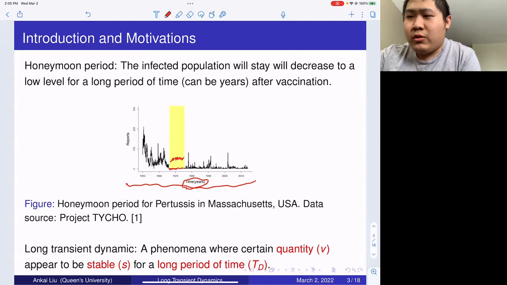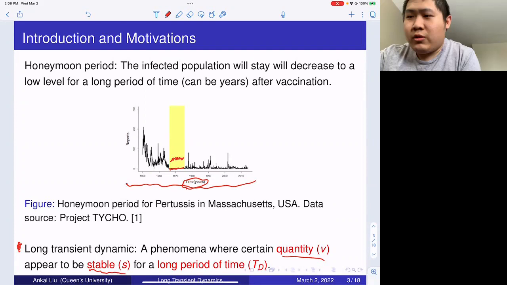So roughly speaking, long transient dynamics is a phenomenon where a certain quantity V, which acts like the measurement that you can observe or are interested in, appears to be stable for a long period of time. In this case, the quantity V is the projection onto the infected population, and you can see that the infected population stays quite low, around 0. So that's what it means to appear to be stable, and it lasts for one year.